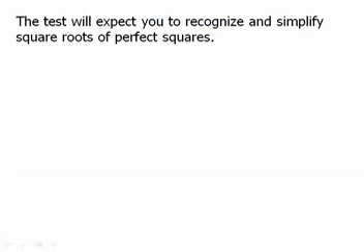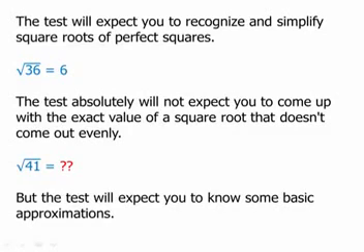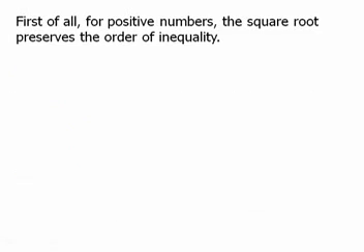The test will expect you to recognize and simplify square roots of perfect squares. So of course, radical 36 has to equal 6. The test absolutely will not expect you to come up with the exact value of a square root that doesn't come out evenly. So the test will not say, calculate the exact value of the square root of 41. That's out of bounds. The test will not ask that. But the test will expect you to know some basic approximations.